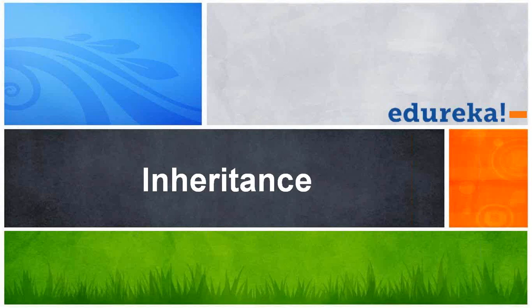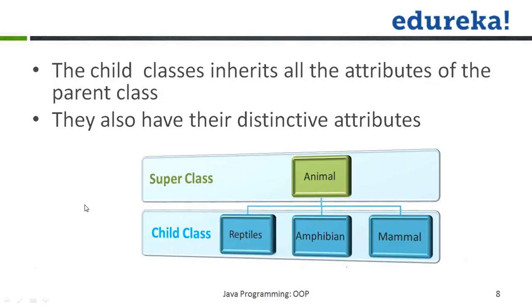So similarly, in a class you can define particular things, and you can inherit all those things in a different class. That is called inheritance. Let's see what it actually means. The child class inherits all the attributes of a parent class. Like in a father-son relation, the son inherits each and everything that a father has got. Similarly, the child class inherits all the attributes of a parent class. They also have their distinctive attributes.